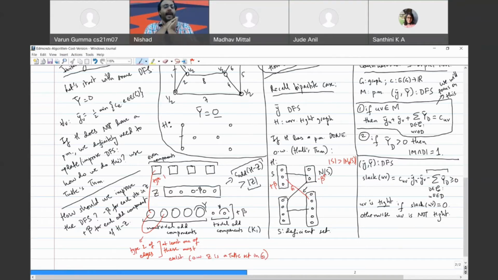Because even if you have type 1 edges, type 1 edges are joining odd components to even components. So the whole component will still be odd because you're adding one odd number with a bunch of even numbers, right? So you will still get a bunch of odd components. Okay. Actually, maybe that is not a true statement. Sorry, that is not a true statement. I would like to revise myself.